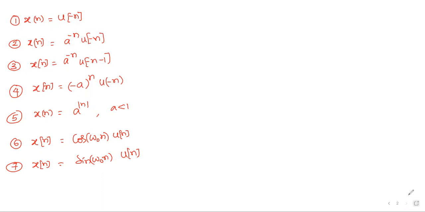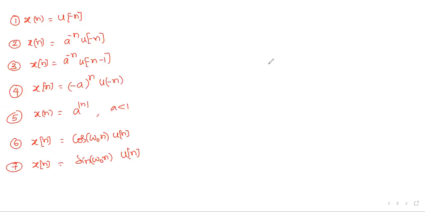First one is x of n is u of minus n. So before going to this problem, I want to tell you one thing. Modulus n. What is modulus n? Modulus n is nothing but n for n greater than or equal to 0 and minus n for n less than 0. That means whenever you see the modulus n, you can write it in terms of u of n.